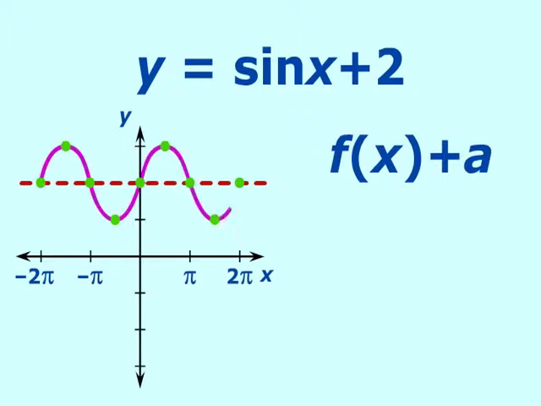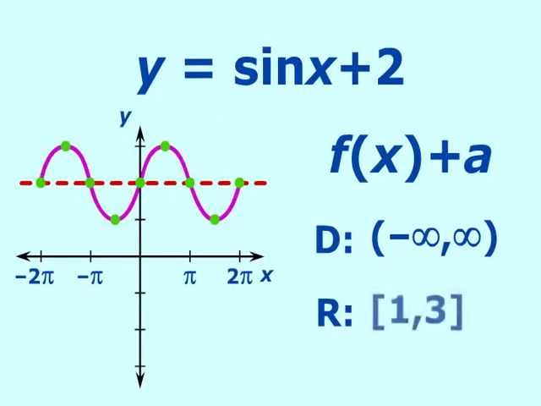Now, if we look at the domain and range of this, the domain on the sine function has not changed. It's negative infinity to infinity. But the range has changed. It has gone from what was before, normally for a sine wave, negative 1 to 1, to 1 to 3. So in that, it has moved up. Our new range becomes 1 to 3.